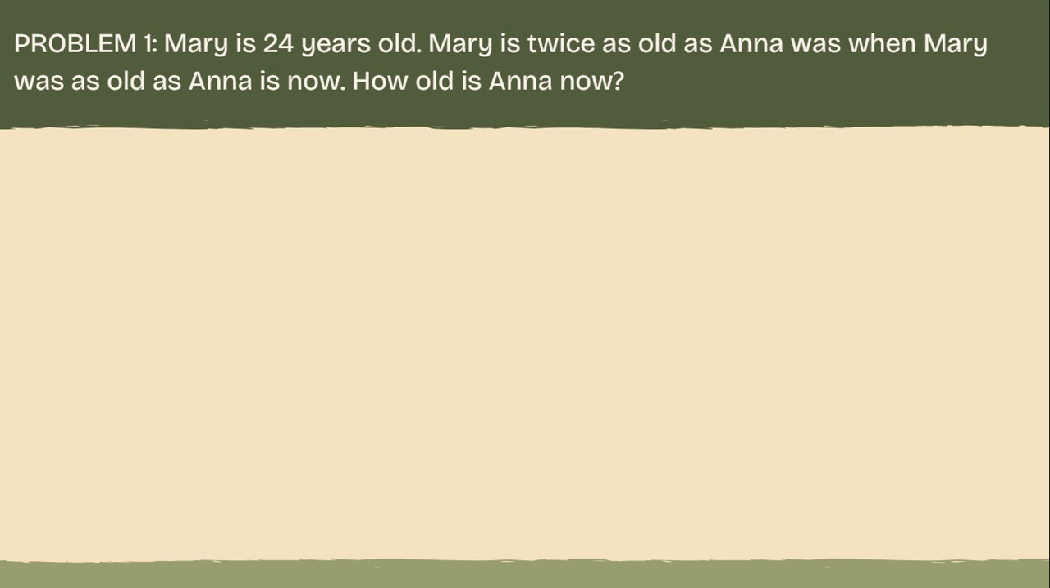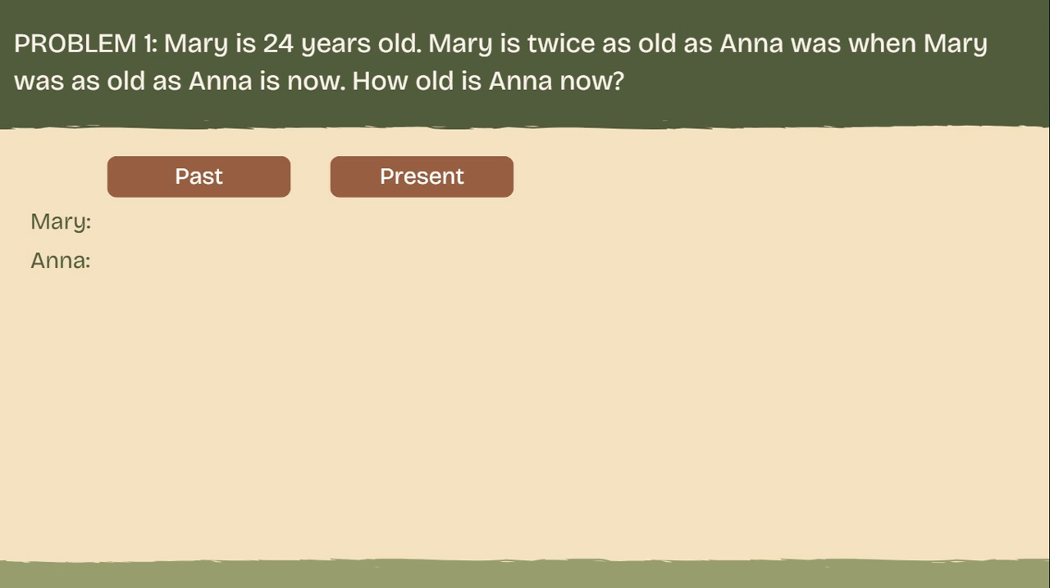This problem looks quite confusing at first, so let's slow down and carefully dissect the statements. The best way to handle age problems is to organize the information clearly. We can do that by setting up a simple table. In this problem, we have two time periods, the past and the present, and two people, Mary and Anna. Now, the question asks how old Anna is now. So let X be Anna's present age.